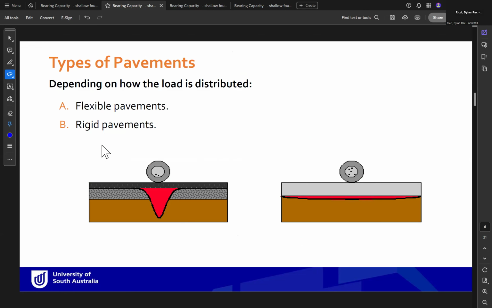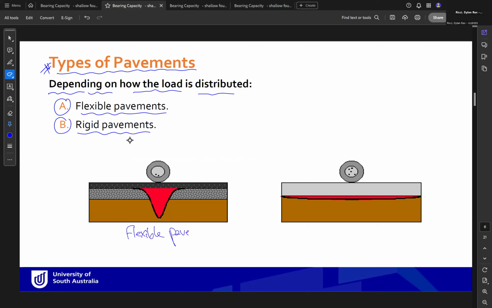Okay, so now we jump to the types of pavement. The types of pavement depend on how the load of the vehicles or the load of the traffic is distributed to the soil. So we have two types, flexible pavement or rigid pavement. Flexible pavement is the one on the left here, which includes, for example, asphalt pavement. And rigid pavement is the photo on the right here, which is, for example, concrete pavement.